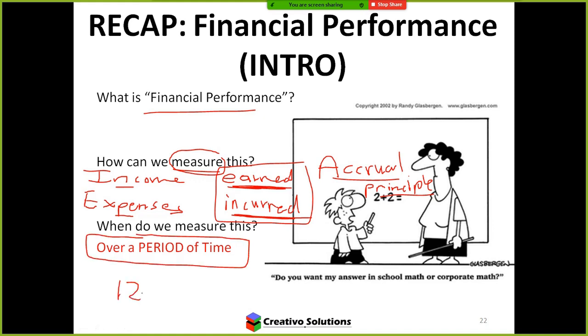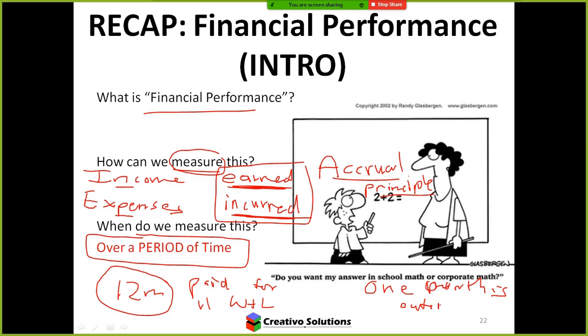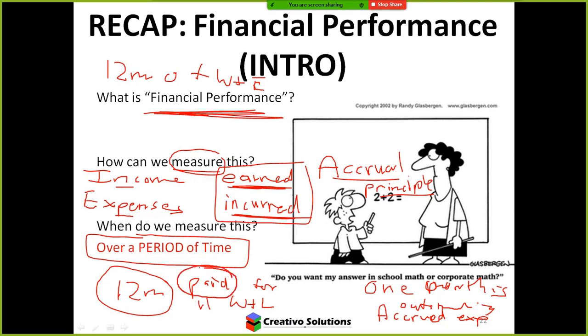All right, so over the 12 months, maybe I've paid for 11 months of water and electricity. One month is outstanding. So if it's outstanding for 1 month, what do you have? You have an accrual, you have an accrued expense. Do you agree? Yes. Okay, so how much am I going to show for the financial performance? In that 12 months, I'm going to show the whole 12 months of water and electricity. I'm not going to show 11 months, even though I only paid for 11 months.